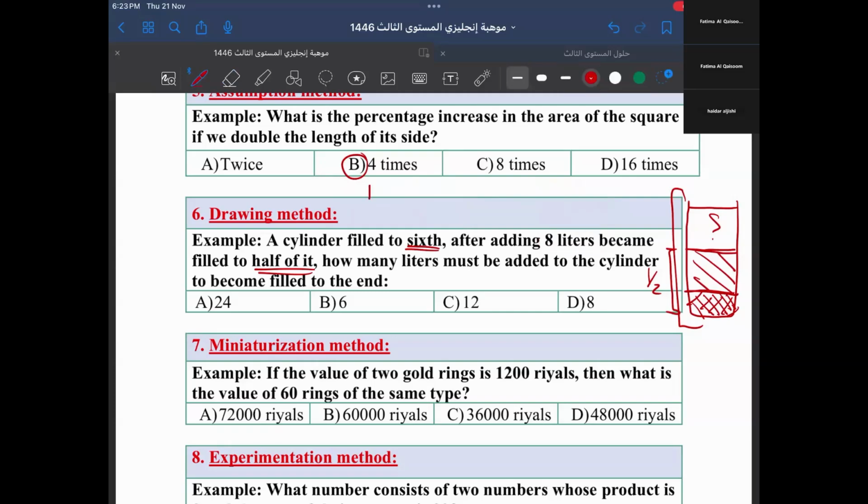1/3 times x equals 8. So how can I solve this question? I'm going to multiply by 3. So I'm going to have x equals 8 times 3, which is 24.